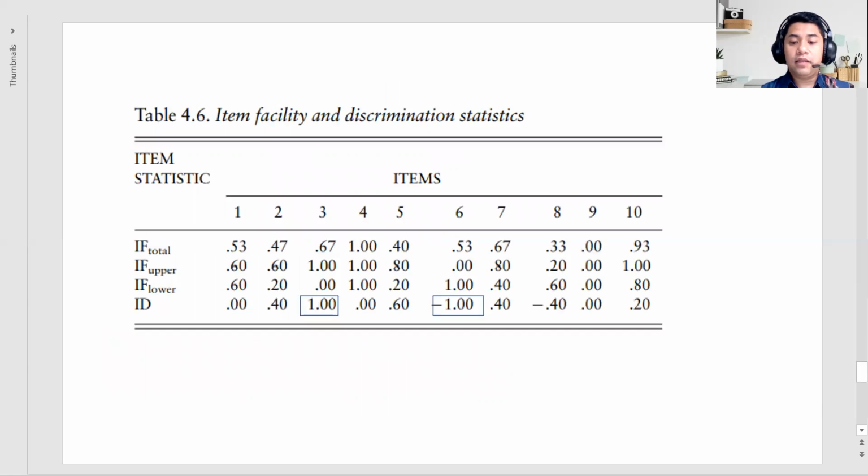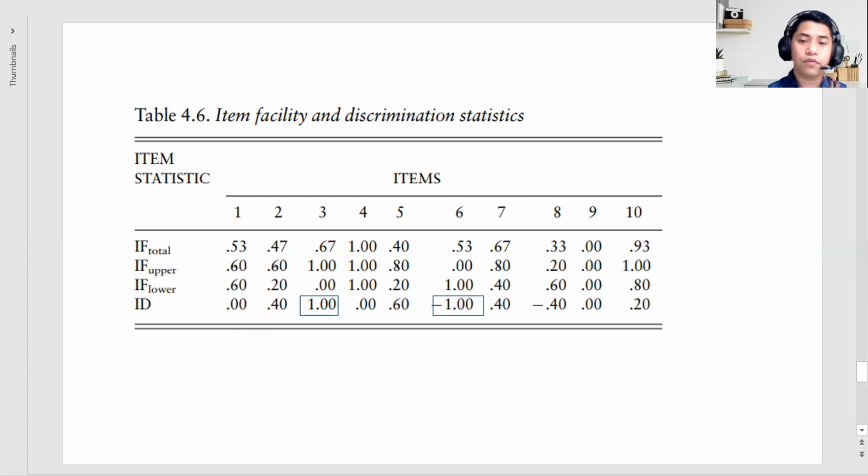In this slide, it's an example of the item statistics. In this example, we can see the score for item facility, and then IF upper, IF lower, and item discrimination. For example, if you see question number 3, which has IF upper 100% or 1.00, it means that all the highest score students can answer the question correctly. But IF lower is 0% or 0.00, it means that all the low score students cannot answer it correctly. So we can accept that question number 3 will be considered a very good discrimination index.